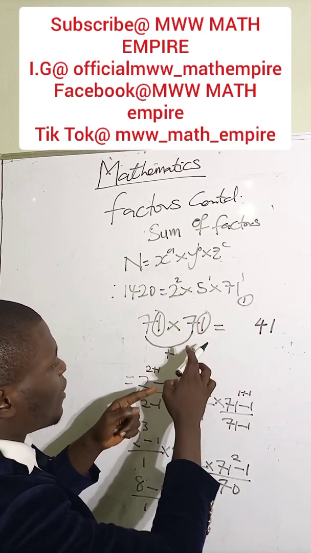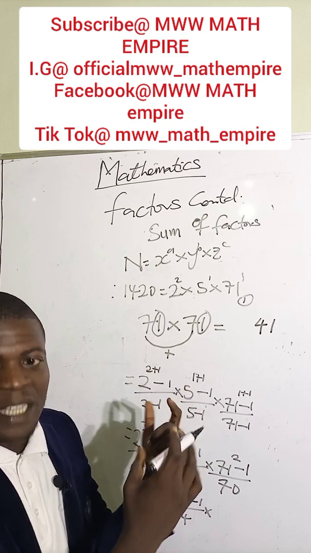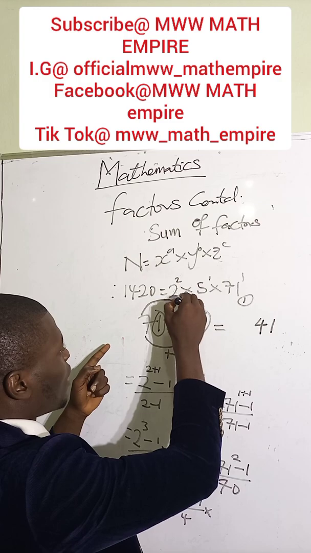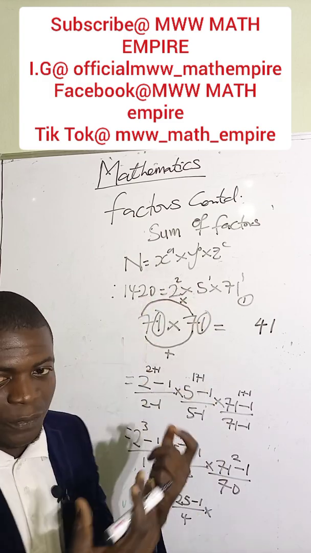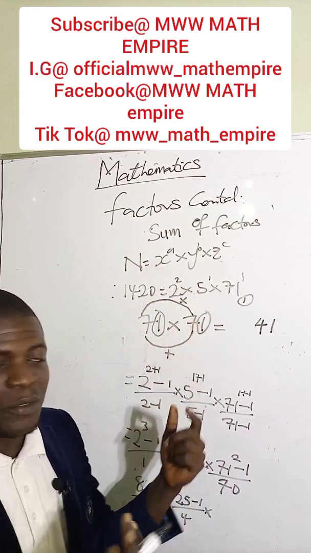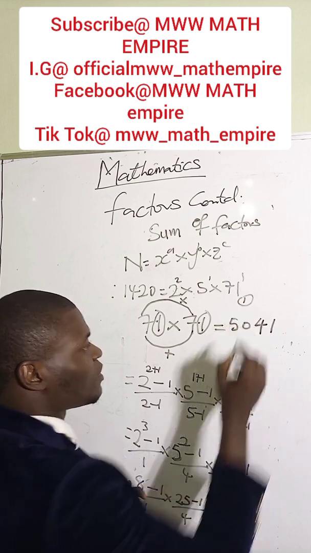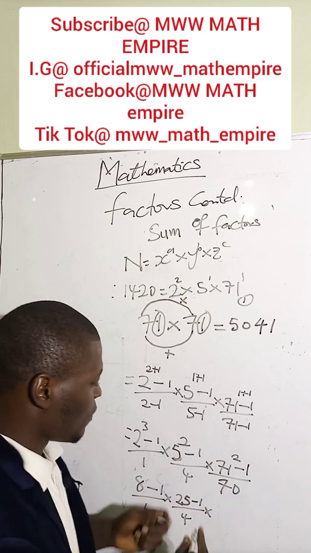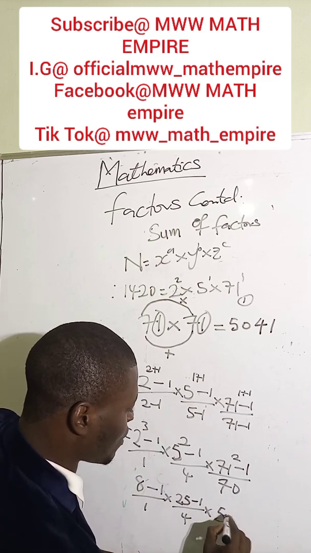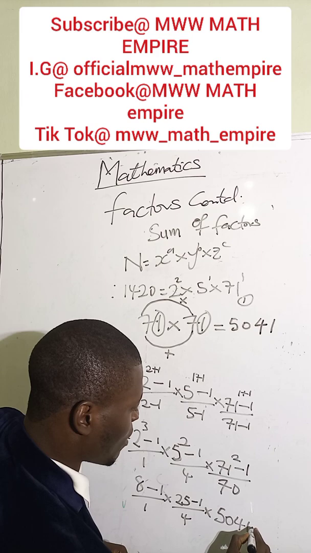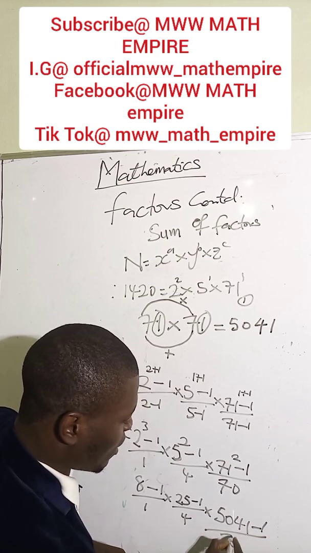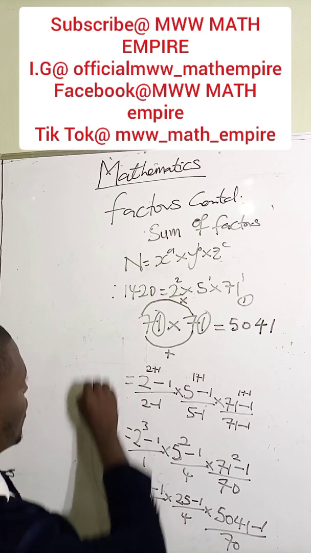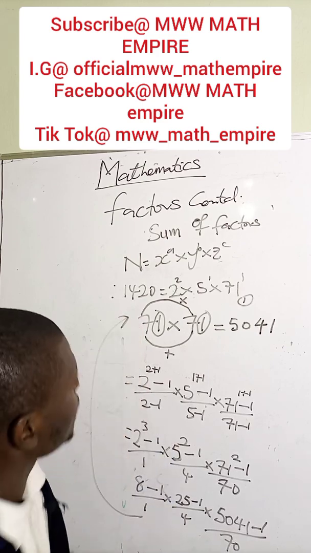Then the same numbers that you have just added, you multiply them again. 7 times 7 will give you 49. 49 plus 1 will give you 50. You can use your calculator and check it. When you get this done, you are still going to get 5041. So that will make us have 5041 minus 1 all over 70. I'll have to clean and come up here.